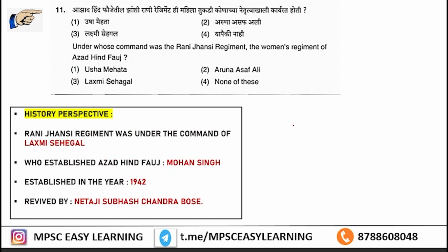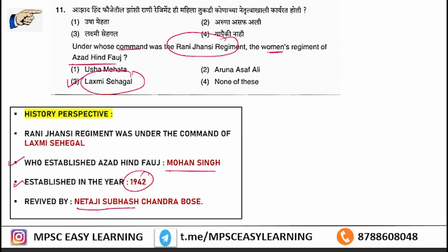Okay. Next one. Under whose command was the Rani Jhansi Regiment, the Women's Regiment of Azad Hind Fauj? Usha Mehta, Lakshmi Sehgal, Aruna Asaf Ali, none of these. Here the right answer is Lakshmi Sehgal. So the command of the Rani Jhansi Regiment, which was the women's regiment of the Azad Hind Fauj, was under Lakshmi Sehgal. Here we need to know who established Azad Hind Fauj. It was Mohan Singh, and it was established in the year 1942. And this Fauj was revived by Netaji Subhash Chandra Bose. You have to keep this data in your mind.